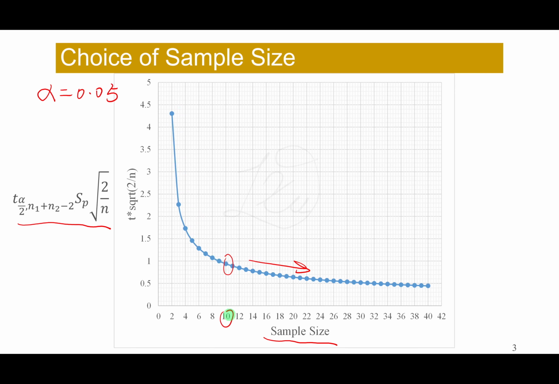We can conclude that choosing a sample size of n equals to 10 from each population in a two-sample 95% confidence interval will result in about the best precision of estimation for the difference in the two means. Therefore, for a simple comparative experiment, we normally choose a sample size larger or equal to 10 for each population. Before we finish this topic, I would like to show you how I make this curve by using an Excel spreadsheet.